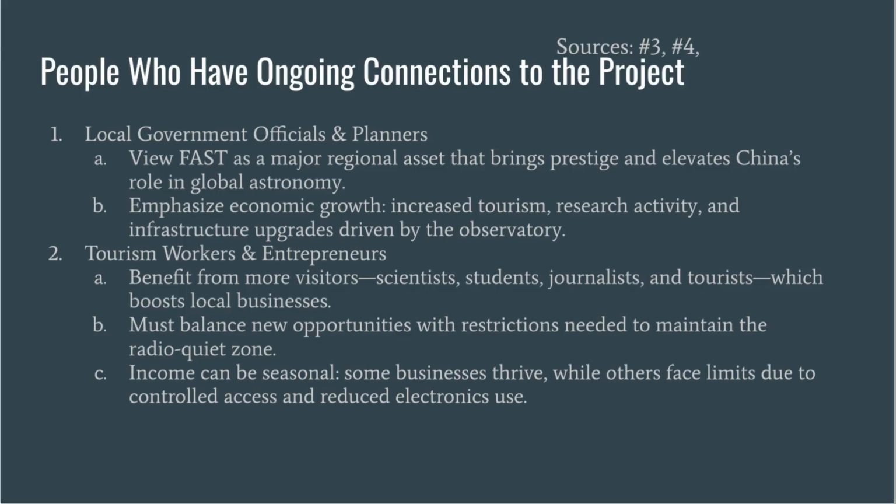So then next I have people who have ongoing connections to this project. First I have the local government officials. For regional leaders, FAST represents far more than a scientific instrument. It's a symbol of scientific achievement. They see it as a major asset that elevates the status and strengthens China's position in global astronomy.